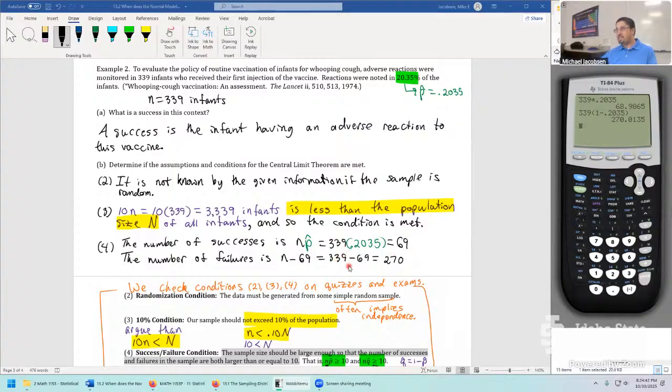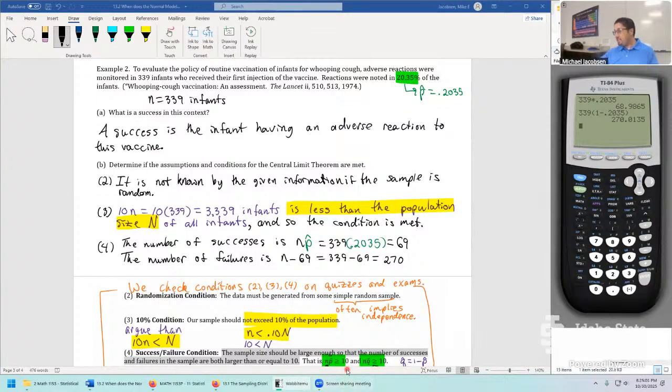I like this way because you're less likely to make a mistake. And it makes sense from the point of view that if you have a sample size, everyone in the sample is either a success or a failure. So once you find the successes, just subtract it off from the sample. This is automatically the number of failures.